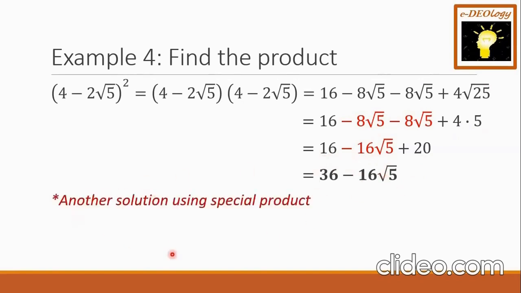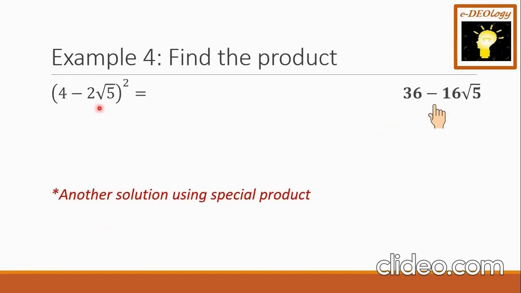There is another solution using a special product formula. So what I will do, I'm going to solve this same problem using the special product. First, I'm going to clear the board and then put the final answer on this side, the 36 minus 16 square root of 5. And I'm going to use the special product, the square of difference of two terms.